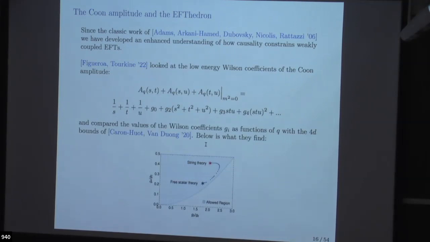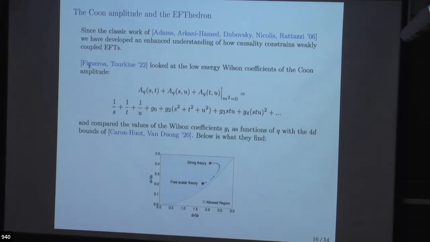Then, in addition, of course, to just these direct unitarity checks, we also know since this classic paper that there are additional constraints from causality. There are these non-trivial constraints on your low energy effective theory. And in particular, Simon Caron-Huot and Vincent Van Duong computed specific exclusion regions for these kinds of scalar theories.